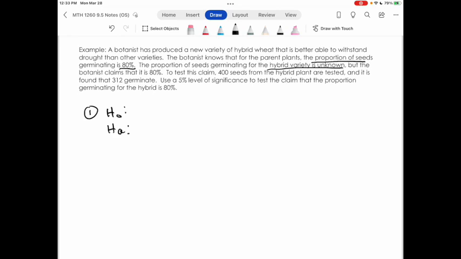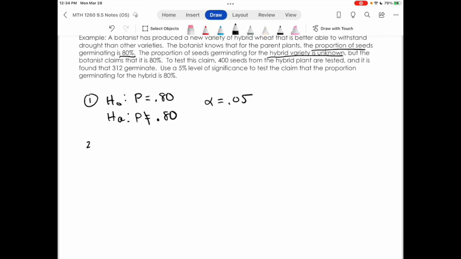Okay, so we're talking about proportions here. So in step 1, we're going to set up our alternative and our null hypothesis. Since we're dealing with proportions here, we're going to use p, not mu. And what we're doing is we're testing if the proportion of seeds that germinate is 80% or not 80%. So my proportion is going to be 80% for my null hypothesis, and then for my alternative hypothesis, we're going to have does not equal 0.80. And our level of significance is 0.05.